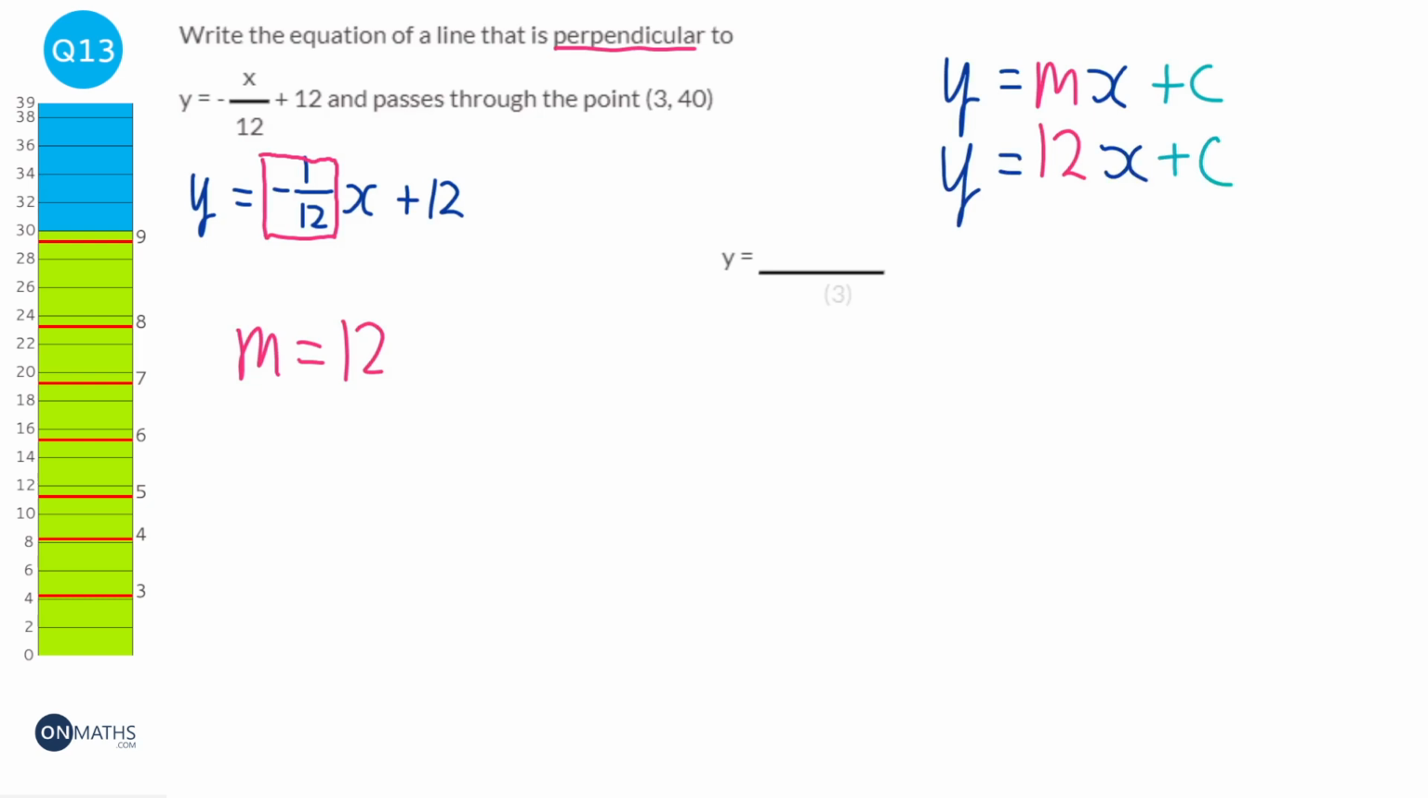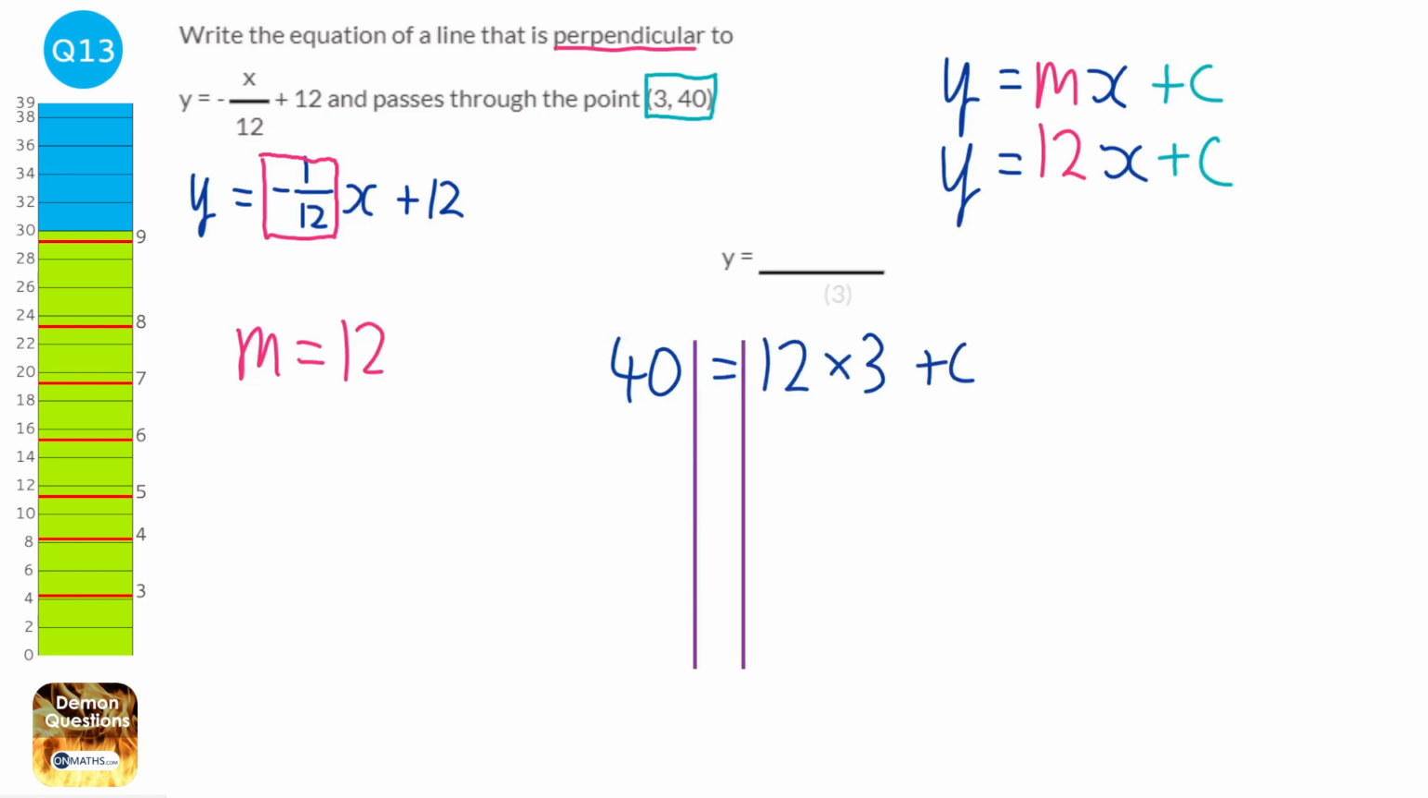To find the y-intercept, we're going to use the points given to us. So we've got x equals 3 and y equals 4 for a point on our line. We're going to substitute those into the equation we've got. So it's going to be 40 equals 12 times 3 plus c.